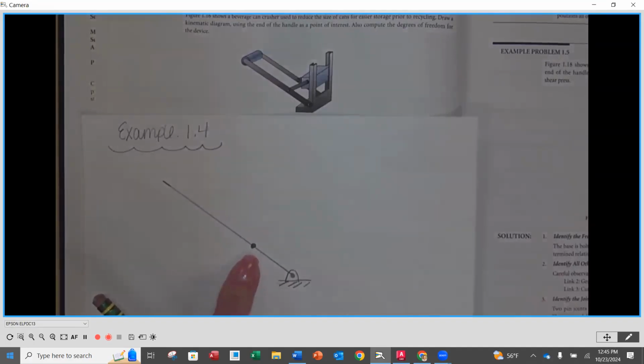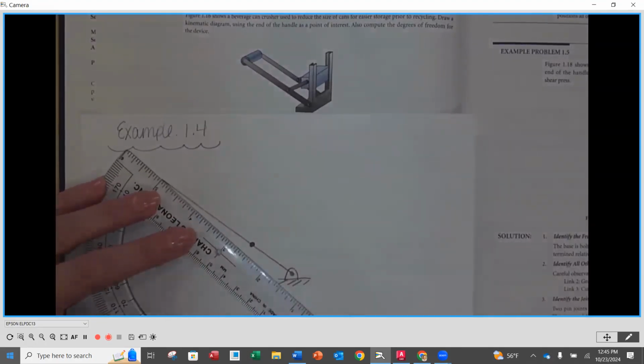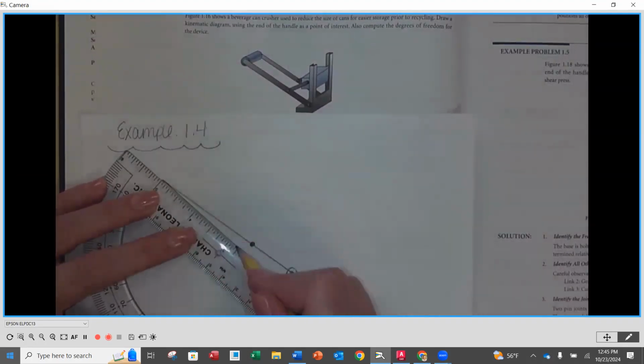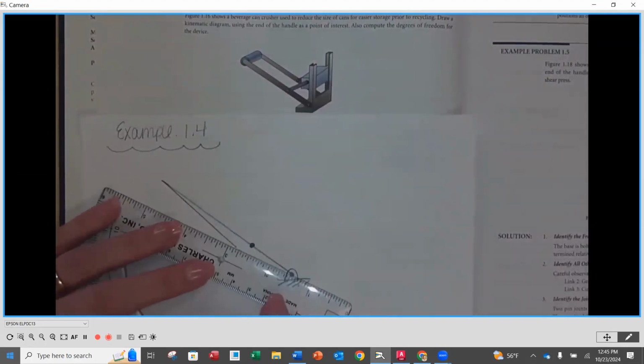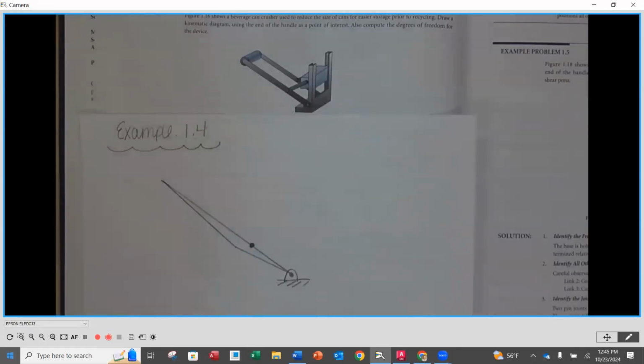It looks like it could be two separate pieces. So to make it more obvious that it's a single piece or a single link, I'm just going to use that triangle method to add a little bit of thickness to this so that you can see that it is a piece that's all together. Does that make sense? Do you see how that helps us a little bit? If you left it as a straight line, I don't think it would be wrong, but this would be more clear.